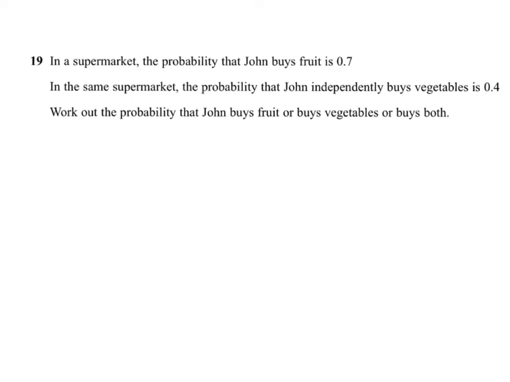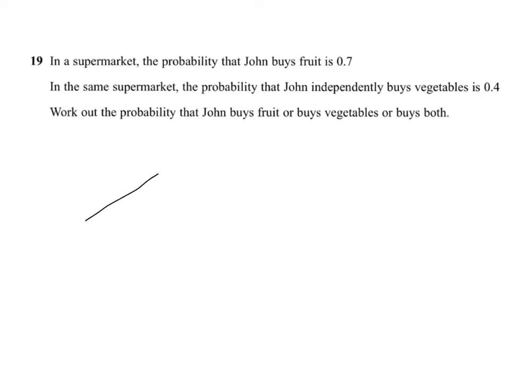Question 19. In a supermarket, the probability that John buys fruit is 0.7. In the same supermarket, the probability that John independently buys vegetables is 0.4. Work out the probability that John buys fruit, or buys vegetables, or buys both. Now, you don't need to put this into a tree diagram, but I think it will help.